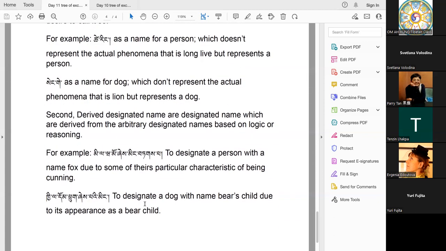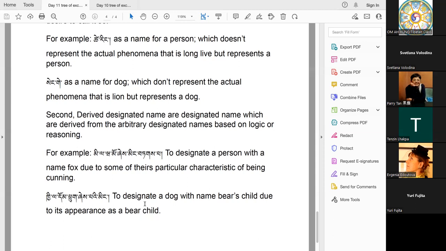So, does anyone want to give me a derived name? The derived designated name. A name that's given to someone, but with an intention or a logic. Droma, the one who liberates, Tara. Therefore, Droma. Yeah, to the Tara. Okay. Yes. Because they liberate, so Droma.